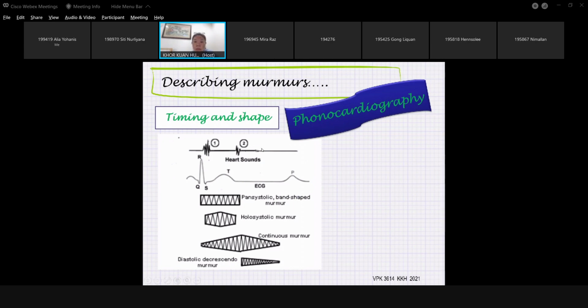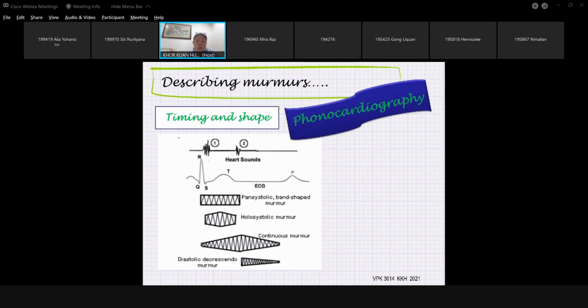So 1 and 2 is lub-dub. That's when your depolarization of the heart gives you these two sounds. Then they explained these sounds as pansystolic. If you have them as a square, you call them band-shaped murmur. If you have them in diamond shape, you call holosystolic murmur. And when you have a long elongated rectangle shape, slightly shaped differently, you call them continuous murmur. And if you have a triangle, it's called diastolic decrescendo murmur.